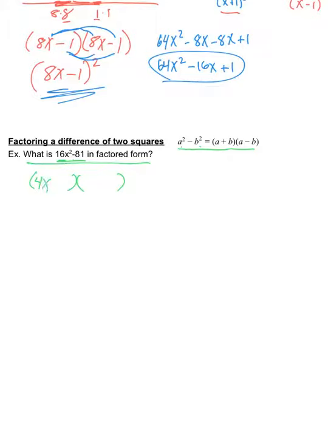The square root of 16x squared is 4x. And then I know that the difference of squares comes with an addition and a subtraction, right? And that's because that will zero out some terms later on. And then, of course, my b, the square root of 81, is going to be 9. And that is the factored form of the difference of squares of 16x squared minus 81.